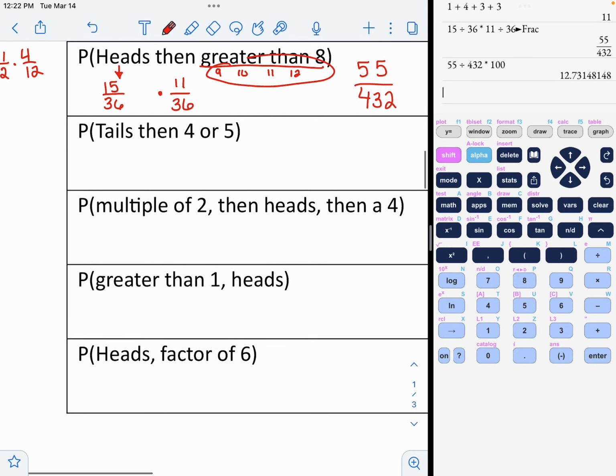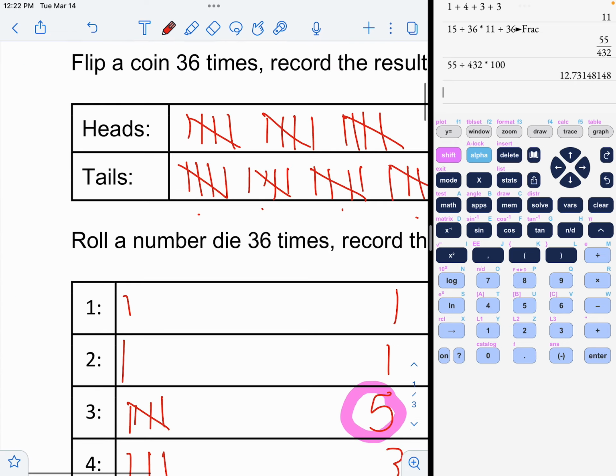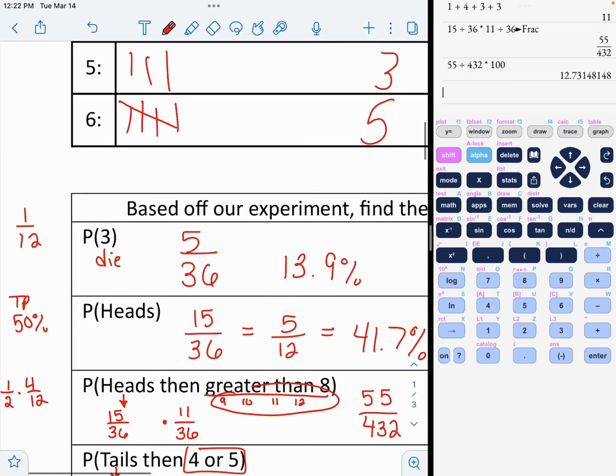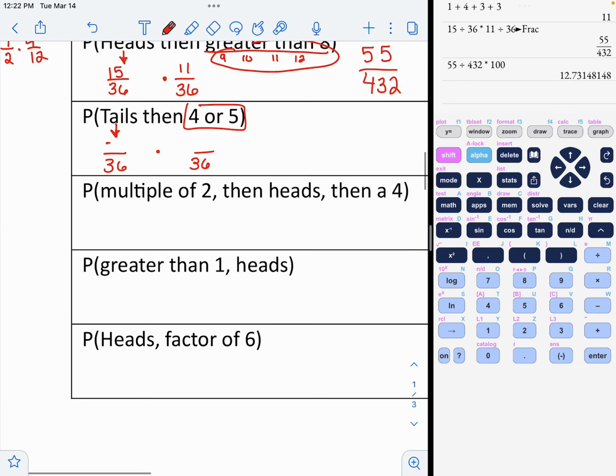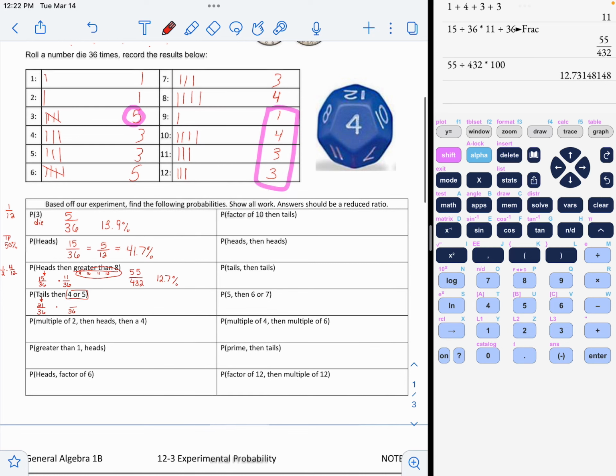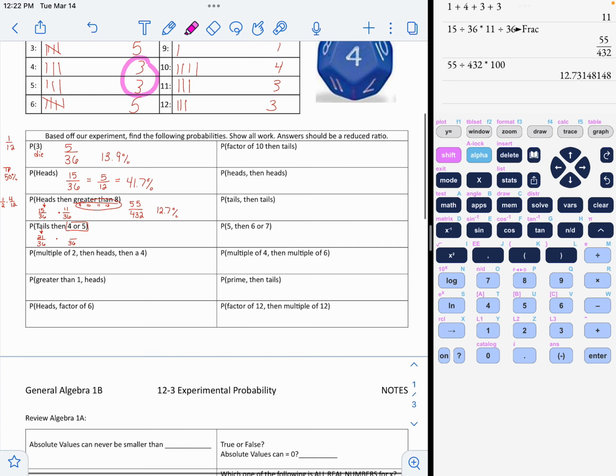Tails. So I'm going to see how many times I got a tail. Remember, this is based off our experiment. And then how many times I got a 4 or a 5 on my number die. So, a tails. How many tails did I get? I got 21 tails. And how many times did I get a 4 or a 5? Let me get rid of this highlight. A 4 or a 5 would be 3 and 3, so I'm going to put a 6 there.